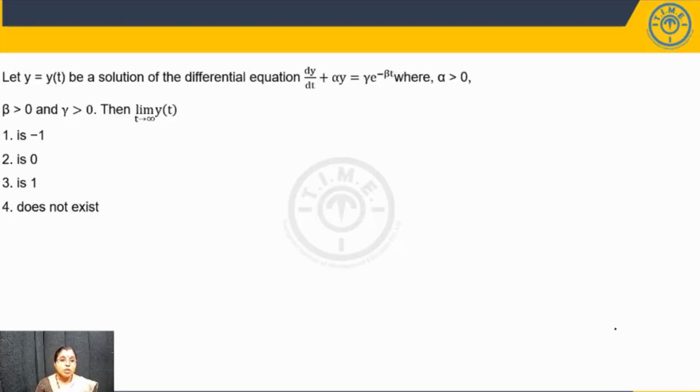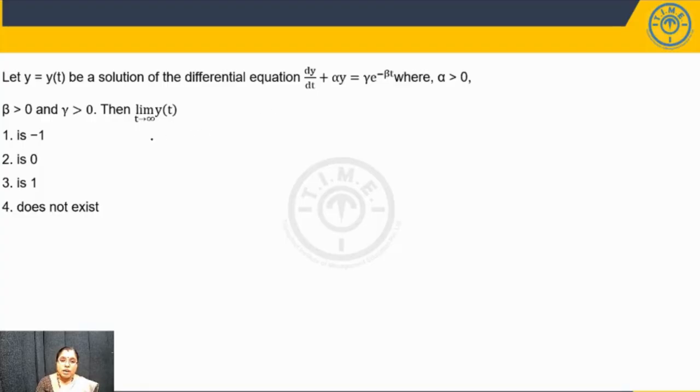Our next question is, let y is equal to y of t be a solution of the differential equation dy by dx plus alpha y equal to gamma into e raised to minus beta t, where alpha greater than 0, beta greater than 0, gamma greater than 0. Then we have to find out limit t tends to infinity y of t. So looking at this equation, we are sure that this is a linear differential equation. So we have to solve it. Let's try to solve it.